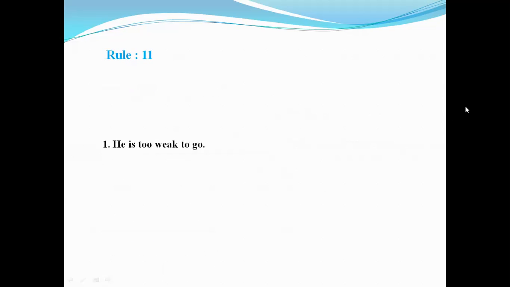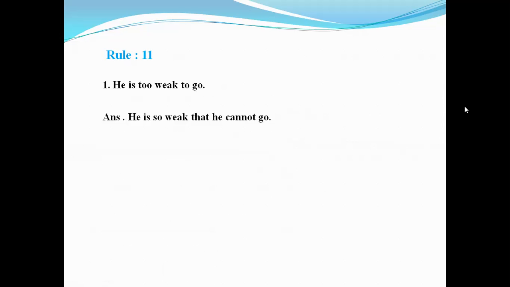Rule 11. He is too weak to go. If there is "too...to" in an affirmative sentence, use "so" instead of "too" and "that" instead of "to". So the answer will be: he is so weak that. After that, use the subject "he" and use "cannot" if the sentence is in present tense and "could not" if the sentence is in past tense. Here "he is too weak" is in present tense, so I use "cannot". So the answer is: he is so weak that he cannot go.